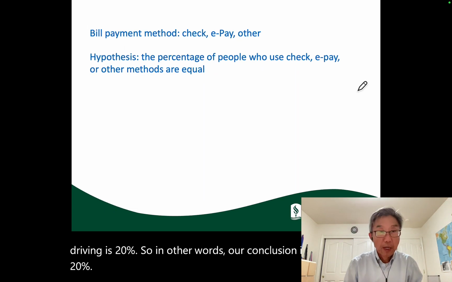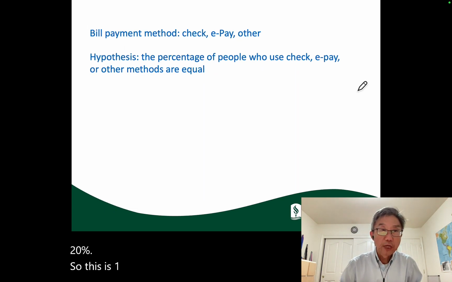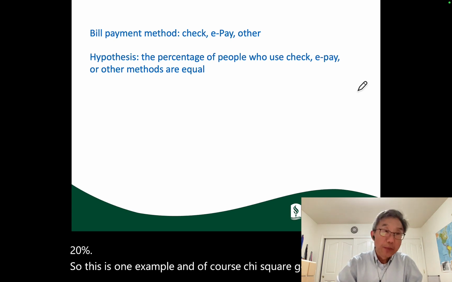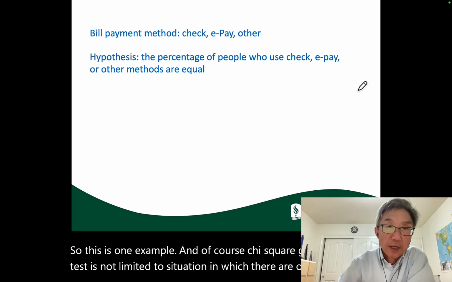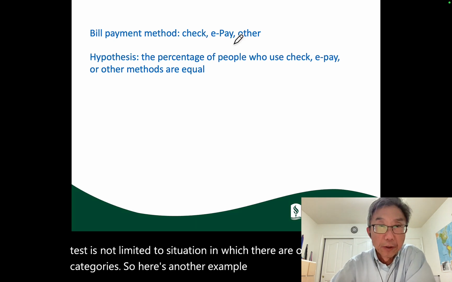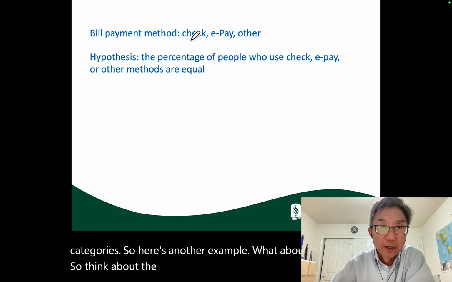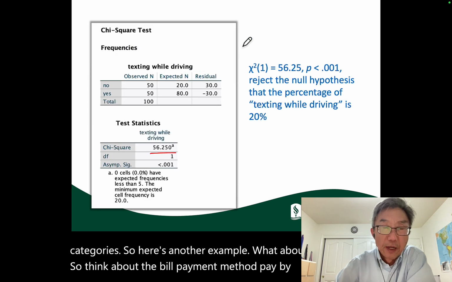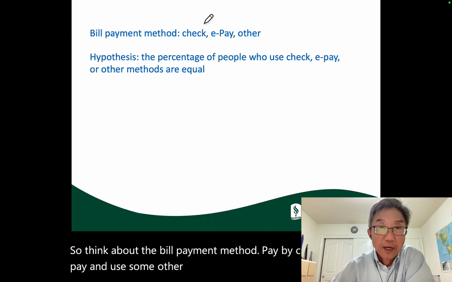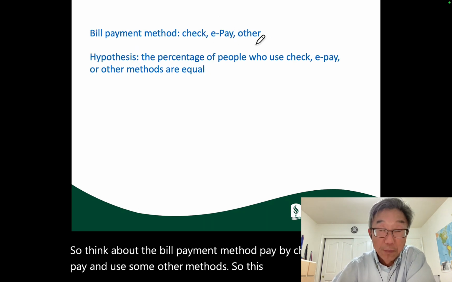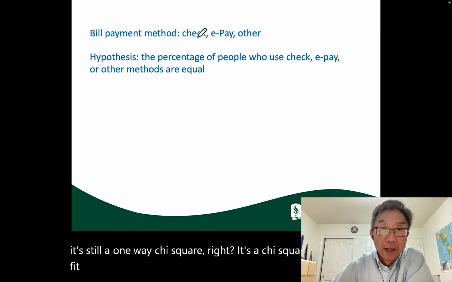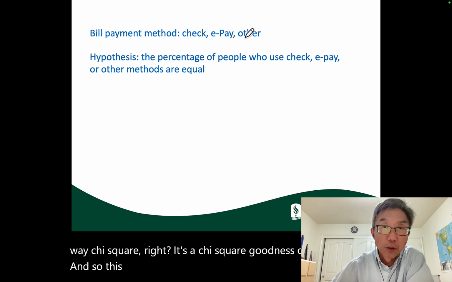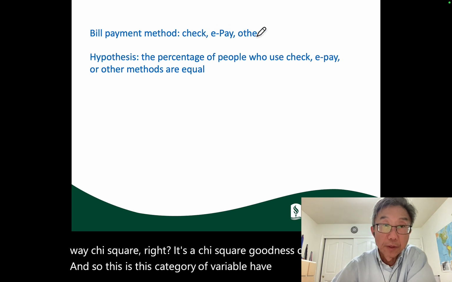Okay, so that's one example, and of course, chi-square goodness of fit test is not limited to a situation in which there are only 2 categories. So here's another example. What about 3 categories? So think about the bill payment method. Pay by check, use ePay, and use some other methods. So this is one variable, so it's still a one-way chi-square, right? It's a chi-square goodness of fit test. And this categorical variable has 3 categories.